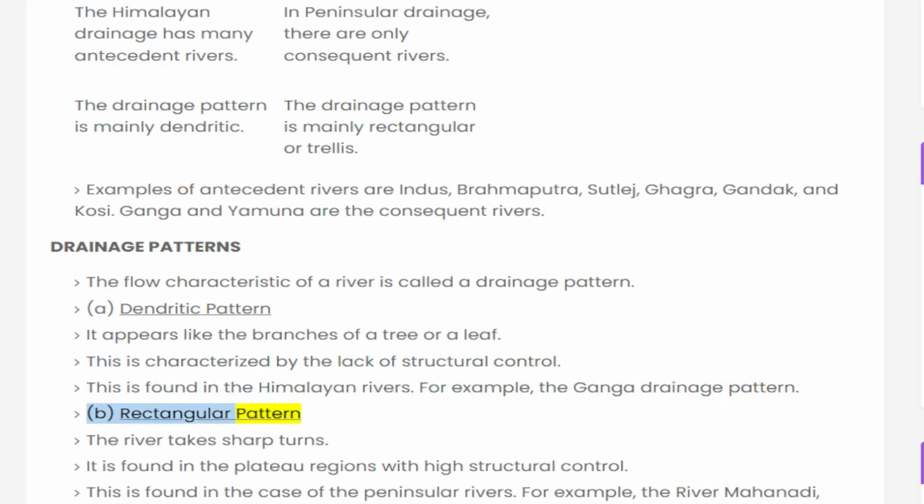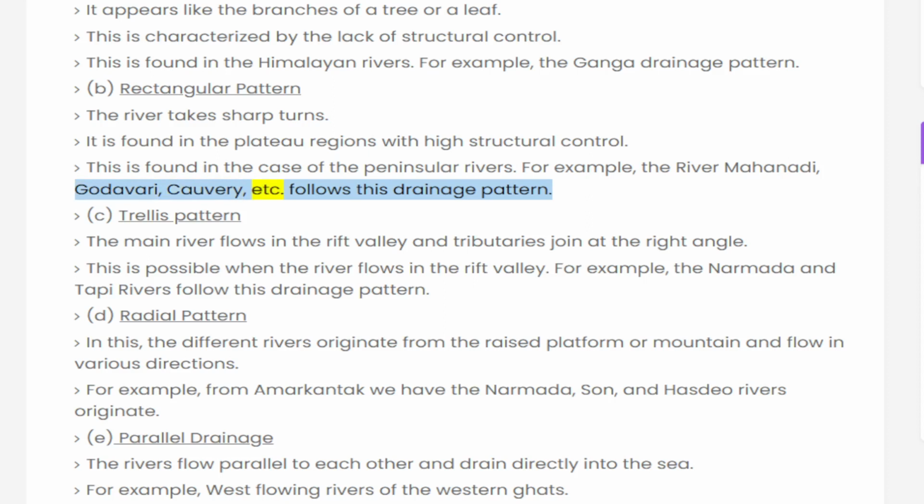B. Rectangular pattern. The river takes sharp turns. It is found in plateau regions with high structural control. This is found in the case of the peninsular rivers. For example, the rivers Mahanadi, Godavari, Kaveri, etc. follow this drainage pattern.